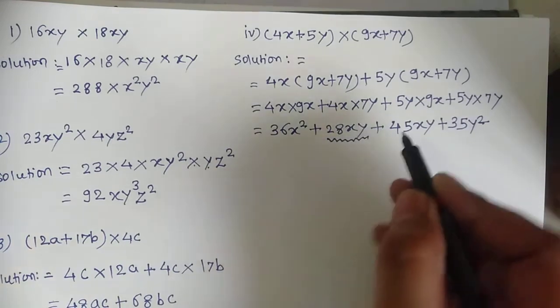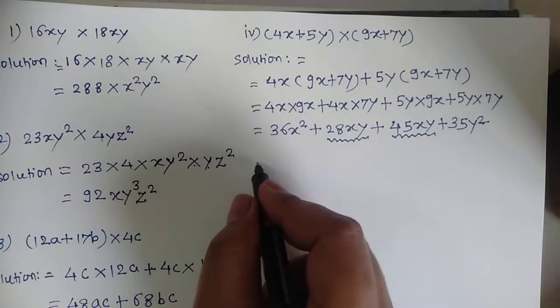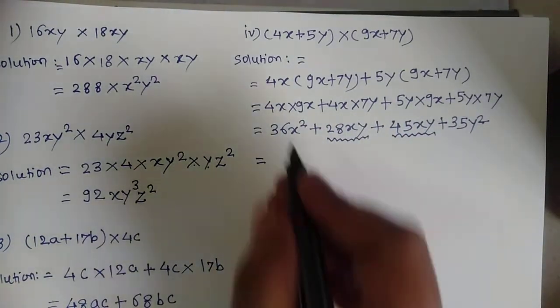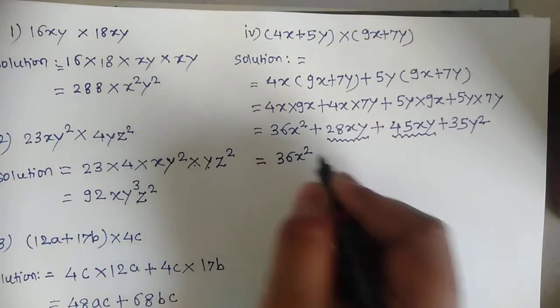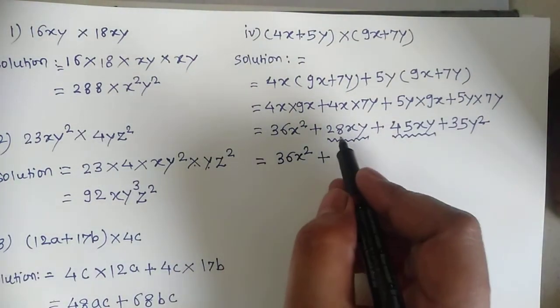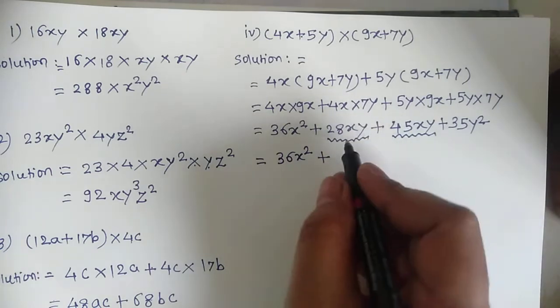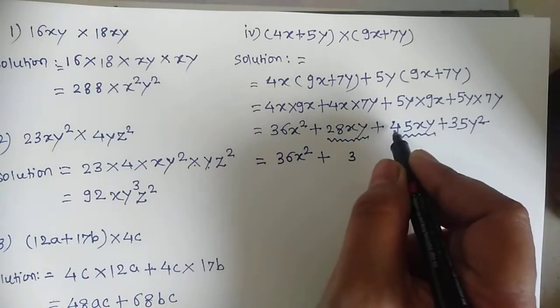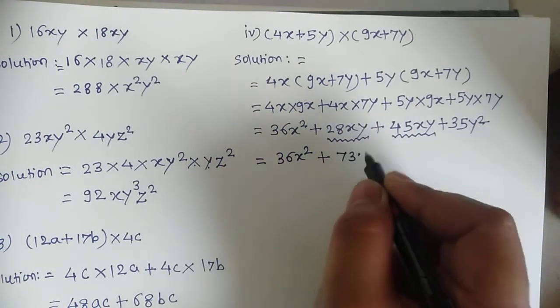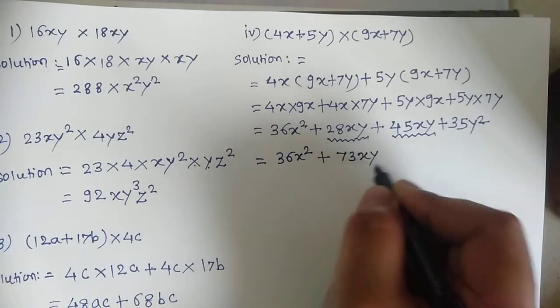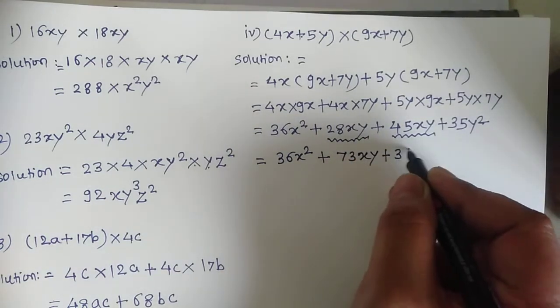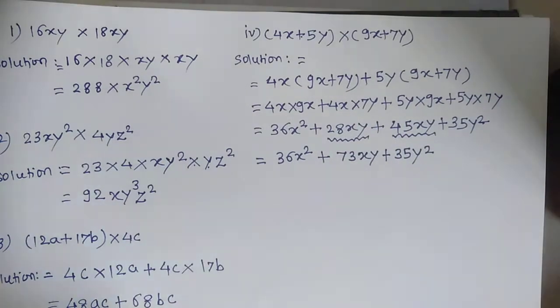Now check whether any like terms are here. Yes, both middle terms are like terms. So take the addition there. 36x square as it is, plus 28 plus 45, 73, and xy as it is, plus 35y square as it is, and this is the final answer.